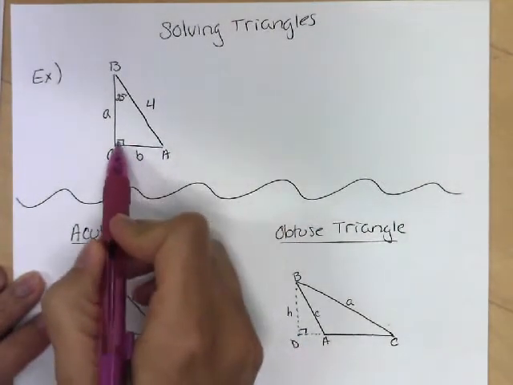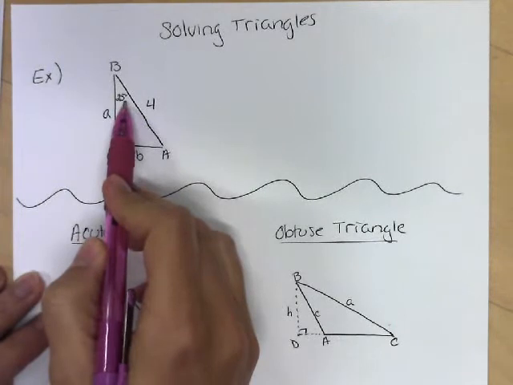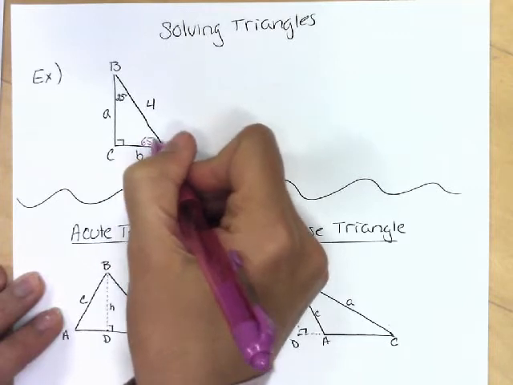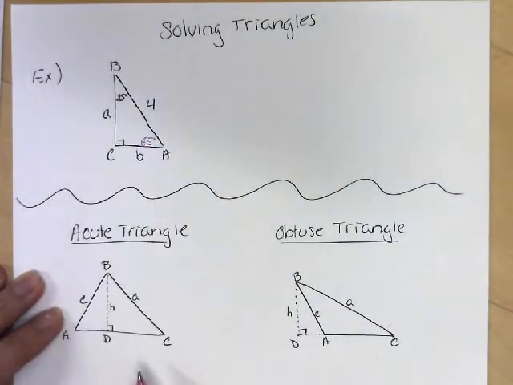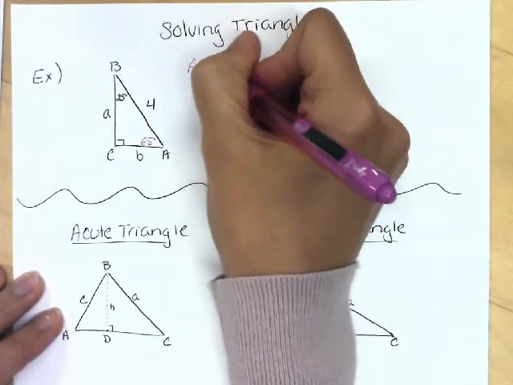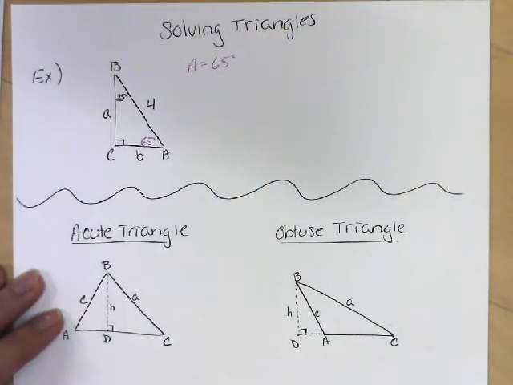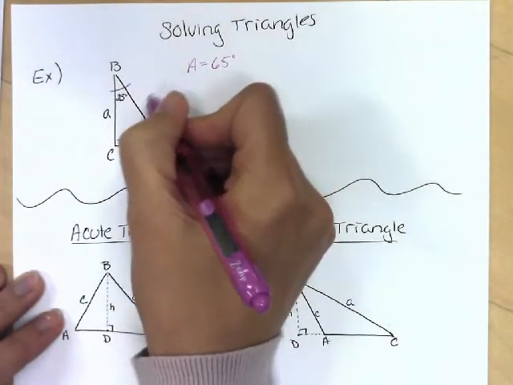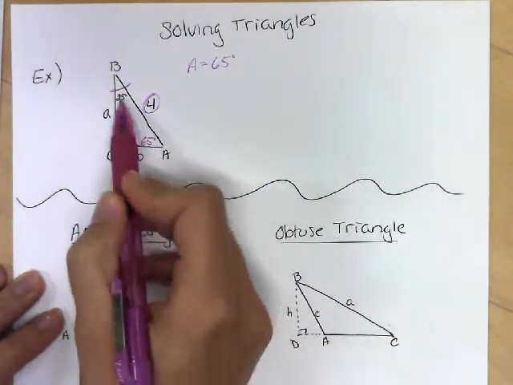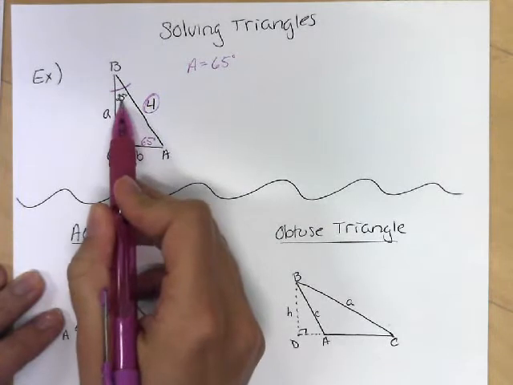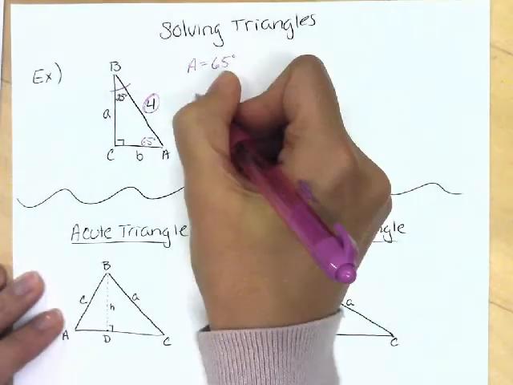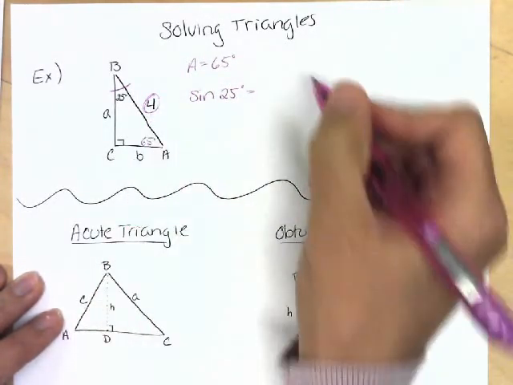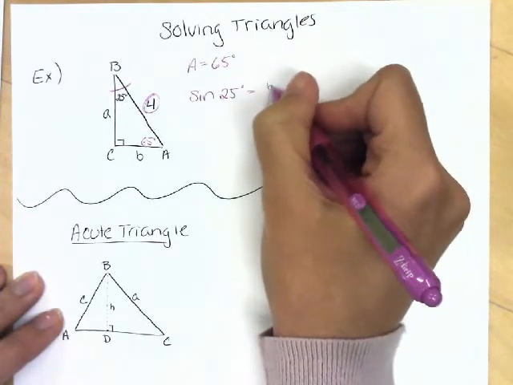Okay, so given this information, I have a 90-degree angle, I have a 25-degree angle, and the hypotenuse is 4. I can start by filling in the missing angle measure that would make this add up to 180 degrees. So I know that A equals 65 degrees. In order to solve for side B, I'm going to relate the angle that was given and the hypotenuse. Well, B is opposite 25 degrees and 4 is the hypotenuse. That means that sine of 25 degrees equals opposite over hypotenuse, as in SOHCAHTOA.